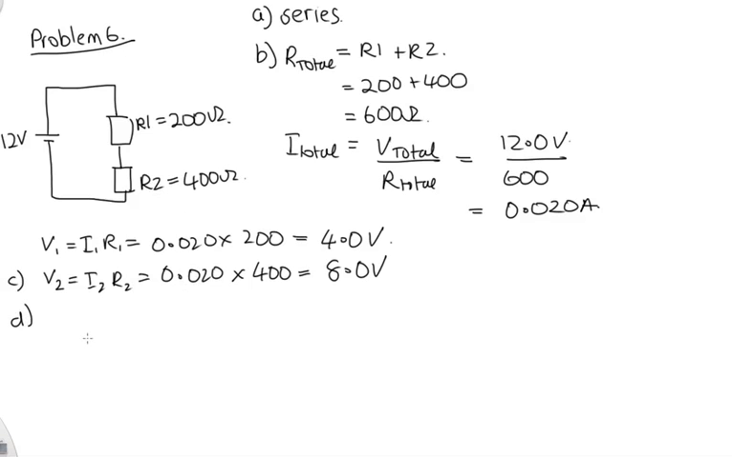For part D, we're asked to calculate the current flow through R1. We've already done that. I1 is equal to 0.020 amps, and part E, to calculate the current flow through R2. So I2 is equal to 0.020 amps. And so that's how we solve that problem. Problem 7.